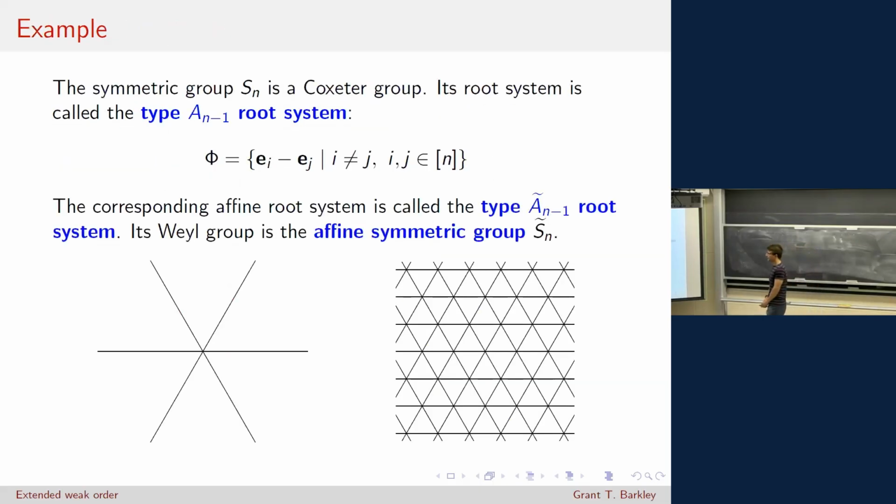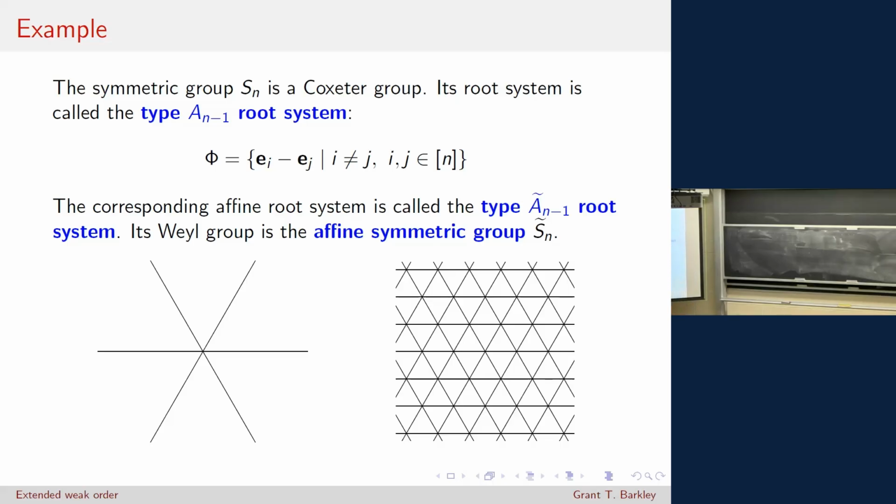Okay, so just to do an example, the symmetric group is a Coxeter group. It comes from a root system. The root system is this set of vectors right here, e_i minus e_j for our standard coordinate basis. And it's crystallographic, so we can do this procedure. We can turn it into an affine root system. We get the affine type A root system. The Weyl group for that affine type A root system is the affine symmetric group. And as you can see, the pattern continues. We just put tildes over everything.